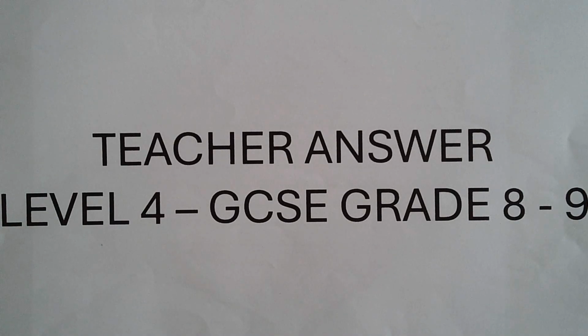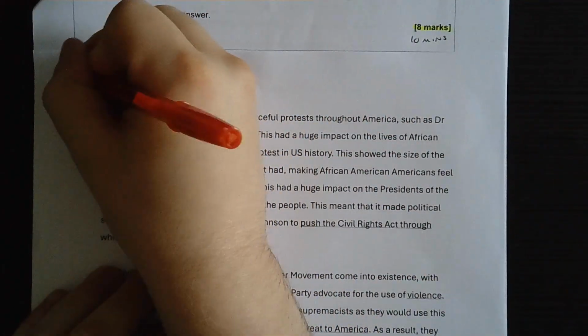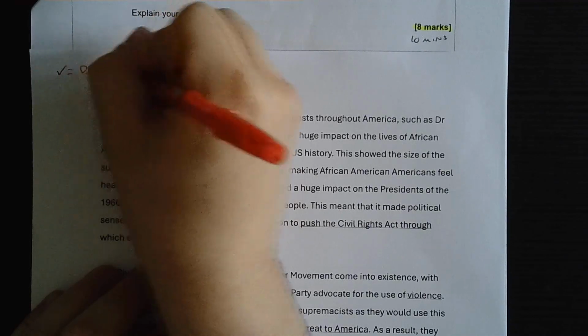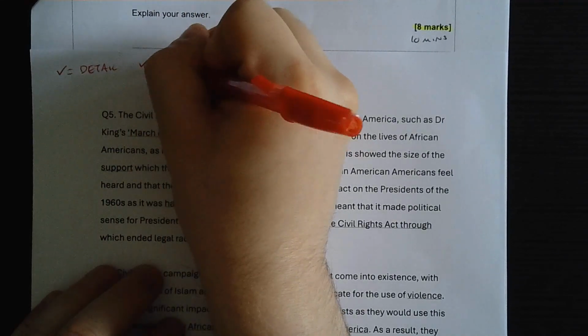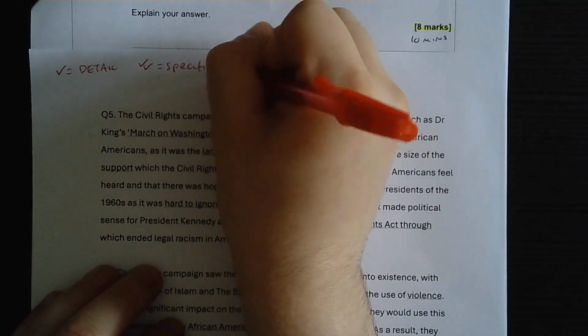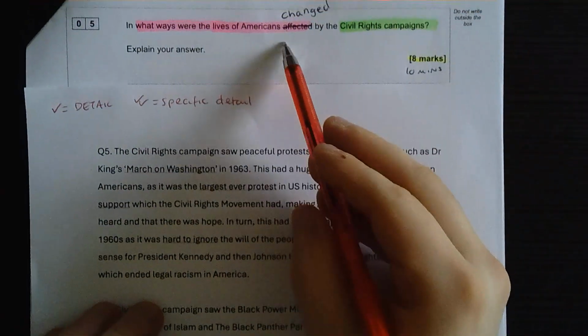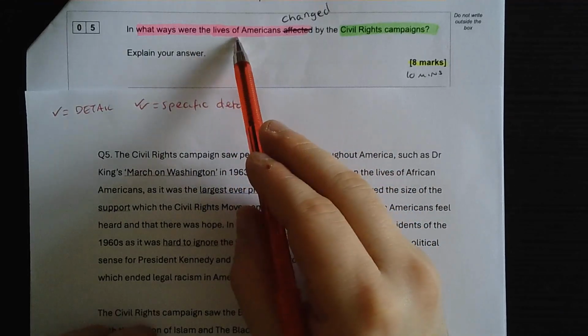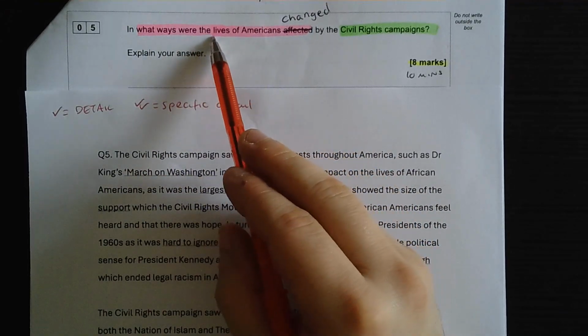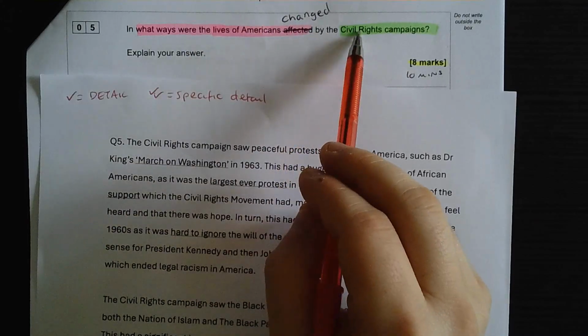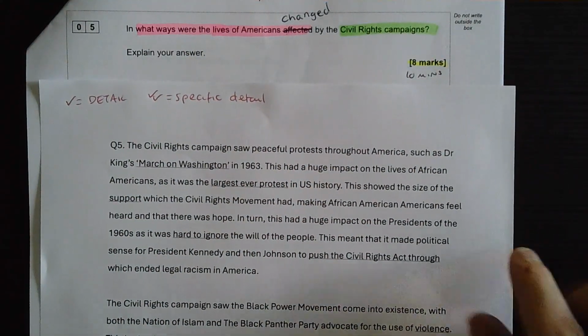Now what we're going to do is we're going to look at how to get a really, really top answer, top mark. Top of level 3, level 4, 6, 7, 8 marks, and you'll be needing this if you want to get your grade 8 to 9. So again, just a reminder that a tick is detail, 2 ticks is specific detail, the pink is different groups, different ways in which the lives of Americans were changed, and the civil rights campaign, just information on it, is the green.